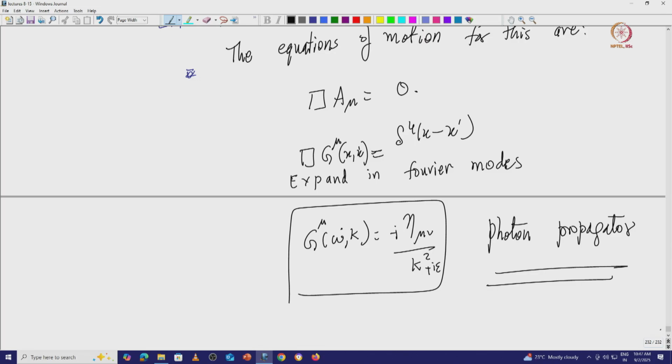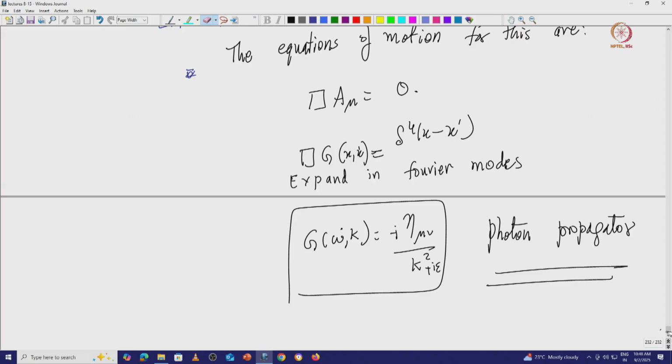Because the Green's function is a 2-point correlation function between 2 A fields, you will end up having an eta mu nu picking up the indices of both the things, on both sides essentially. So you will end up having an eta mu nu. I will not go into the details of it, but you should remember that the Green's function for the amplitude for the photon propagator is nothing but eta mu nu by k square plus i epsilon. This can be seen in other ways also, but anyway.